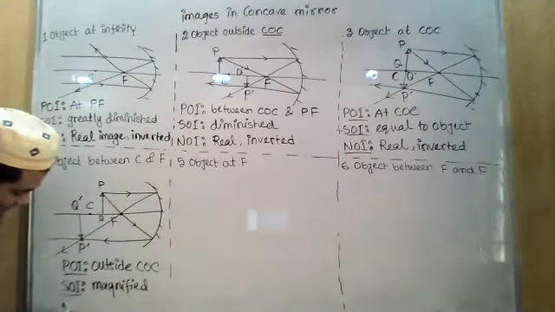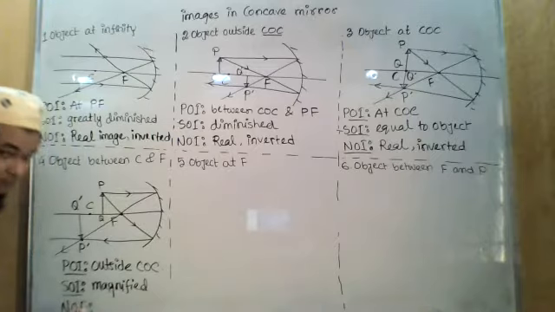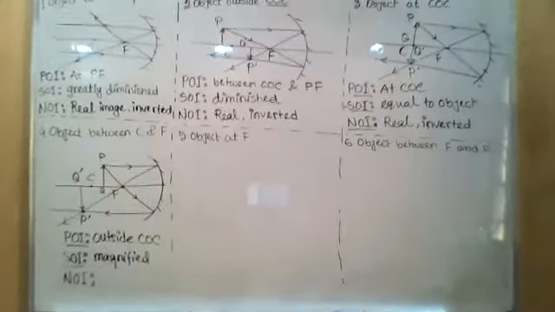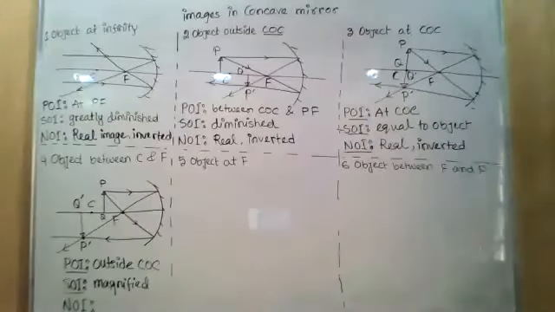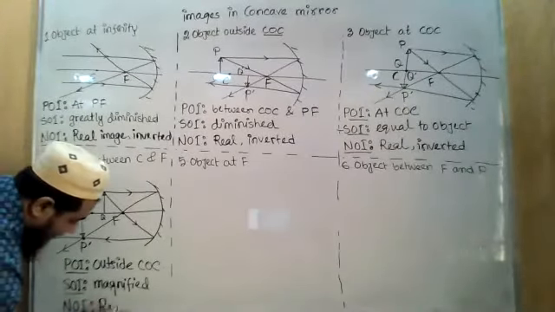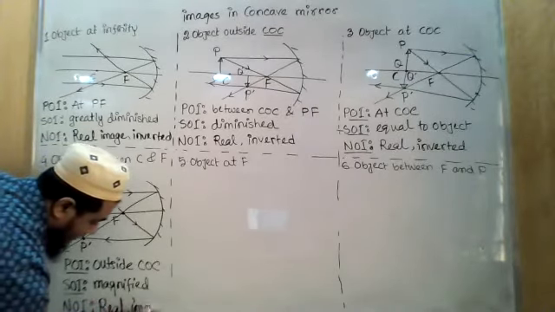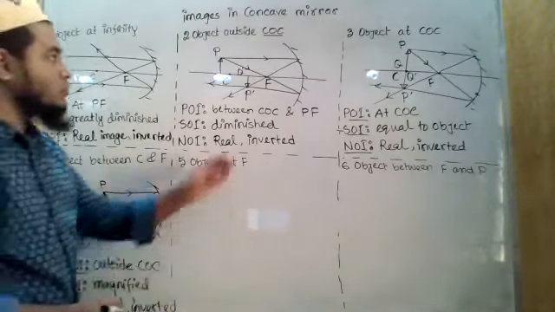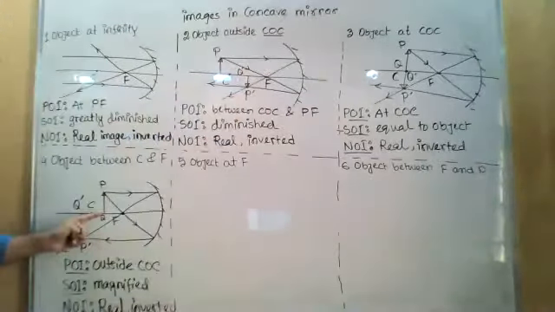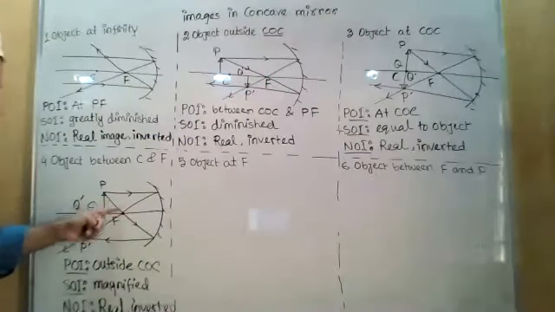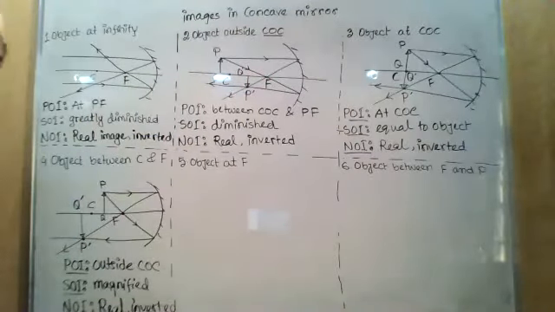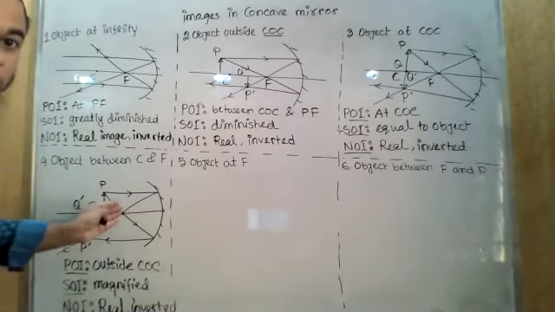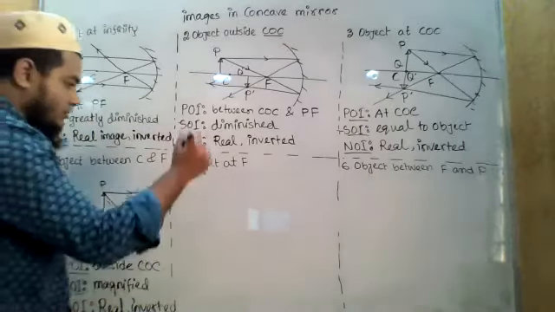And what is the nature of the image? What can we say about the nature? Real and inverted. Very good. This is still real and it is still inverted. Done. Then we want to move a little bit closer. From here, if I move closer, I will come at which point? At principal focus, right? Between C and F, if I move a little bit closer, I will be coming at principal focus.